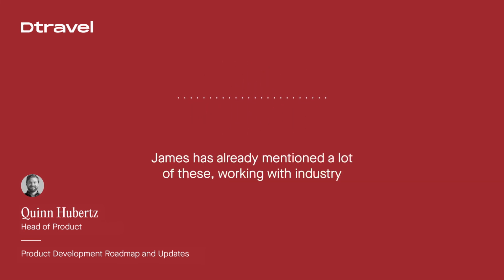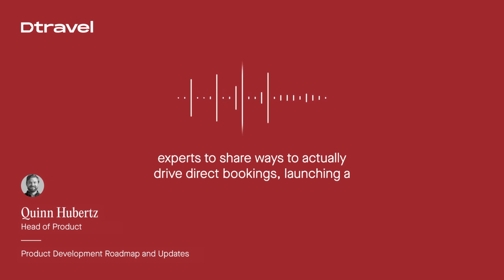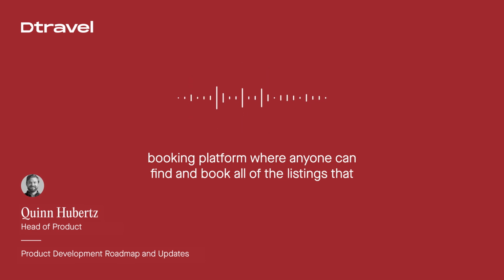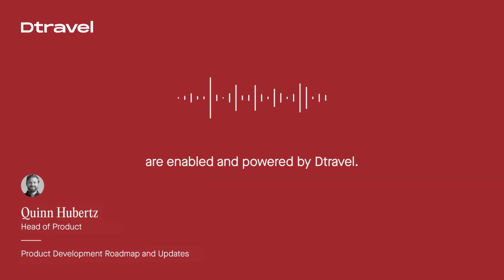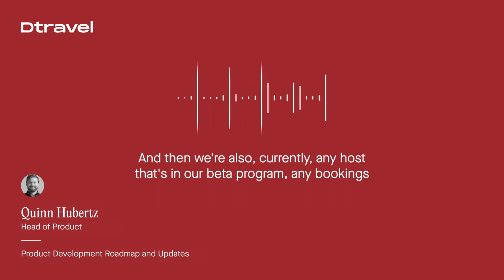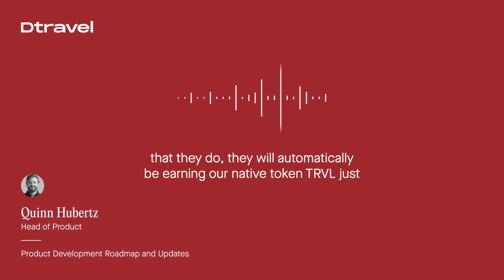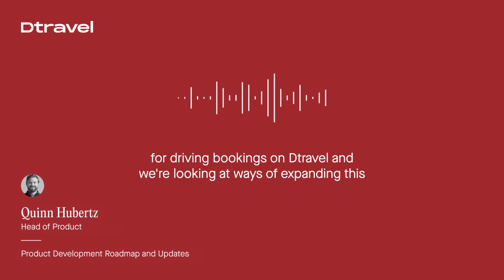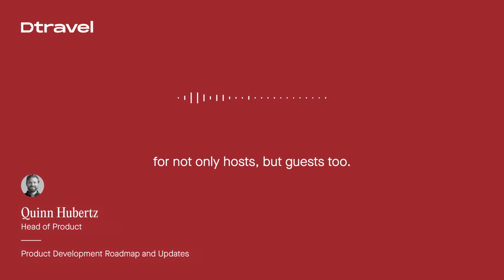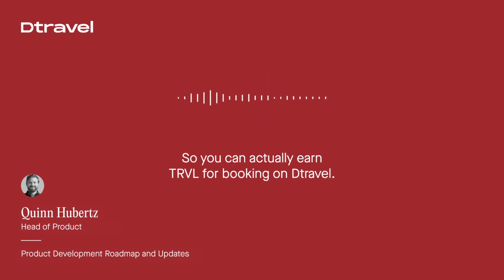James has already mentioned a lot of these: working with industry experts to share ways to drive direct bookings, and launching a booking platform where anyone can find and book all of the listings that are enabled and powered by Dtravel. We're also currently, for any host that's in our beta program, automatically rewarding any bookings they get with our native token TRVL, just for driving bookings on Dtravel. And we're looking at ways of expanding this for not only hosts, but guests too, so you can actually earn TRVL for booking on Dtravel.